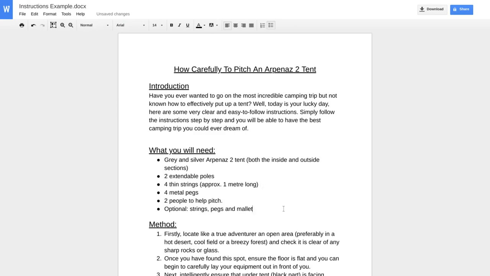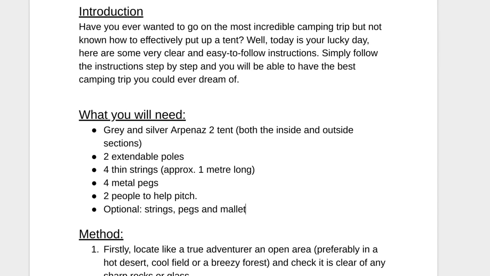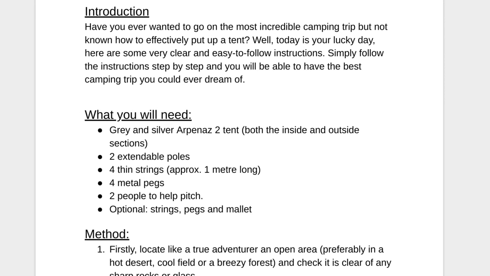I've got grey and silver Arpanaz 2 tent, both the inside and outside sections in brackets, just as a bit of extra information, 2 extendable poles, 4 thin strings, and then again some extra information. Approx with a full stop is just short for approximately 1 meter long, 4 metal pegs, 2 people to help pitch, and finally an optional, we've got strings, pegs, and mallet, which is a hammer.